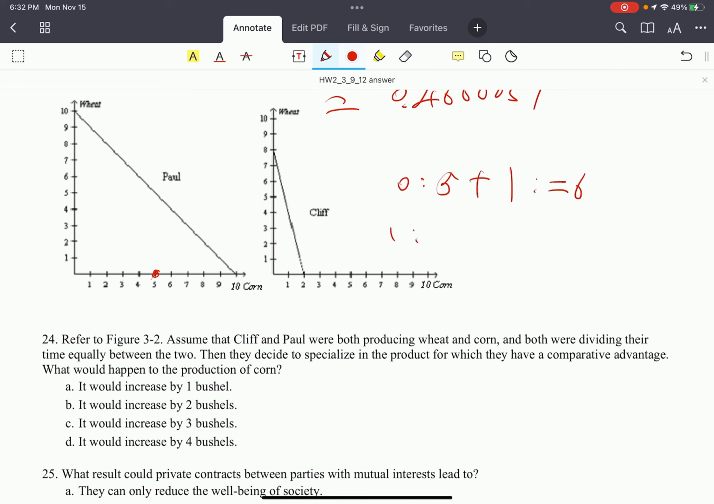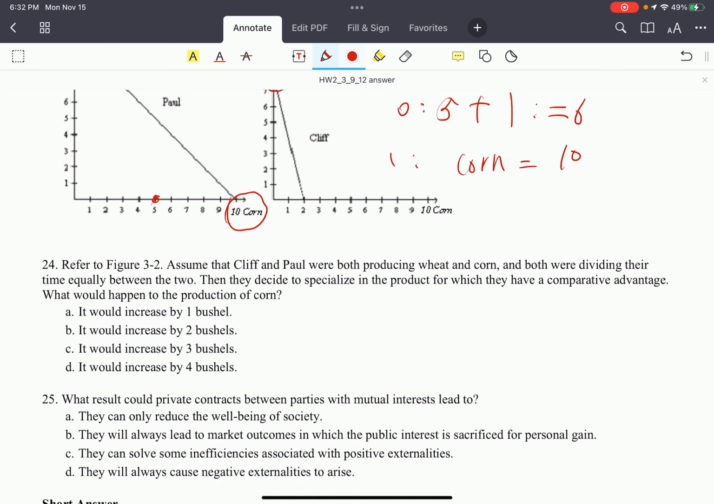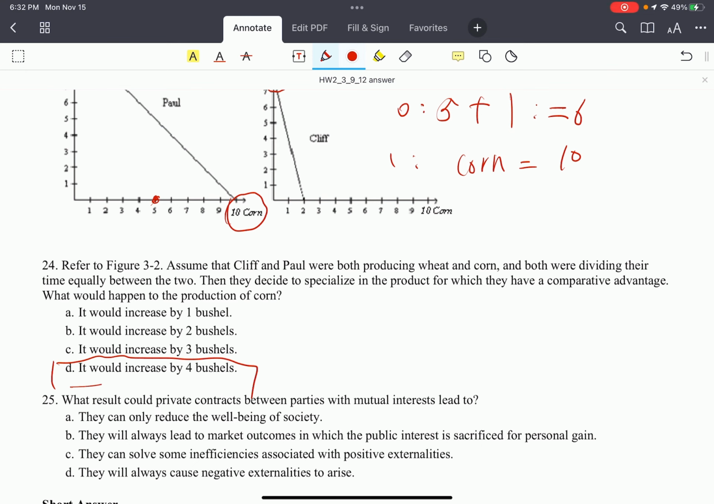And then after specialization, now just look at this. Who should specialize in what? Well, you can see that Paul should specialize in corn and Cliff should specialize in wheat. So now you can see that the total amount of corn is 10. So the amount would increase by 4 bushels.